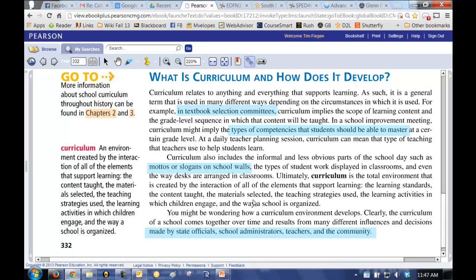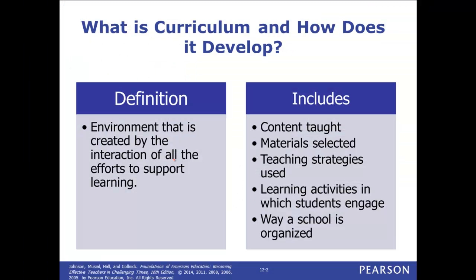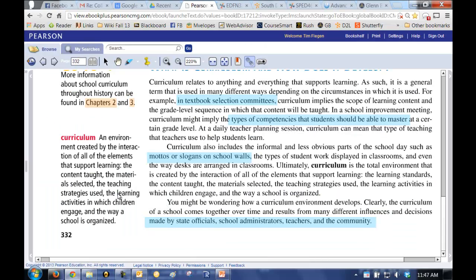The types of student work displayed in the classroom, even the way desks are arranged, are considered part of the curriculum. So ultimately, curriculum is the total environment. Let me jump over here. It's created by an interaction of efforts to support learning. Curriculum is the total environment. Let me highlight that for you: the total environment created by the interaction of all the elements to support learning.